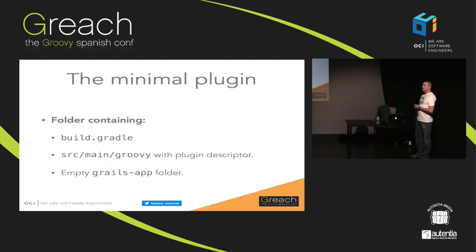So imagine you want to start in the cleanest way possible. A plugin is essentially a jar file. It's basically a Gradle-based project. So the minimal plugin would be a folder, or carpeta, as I used to say, containing a build.gradle file, a simple directory, src/main/groovy, with the plugin descriptor, which I will explain later, and an empty grails-app folder. This is because of an expectation of the Grails build system, but we might remove that in the future.